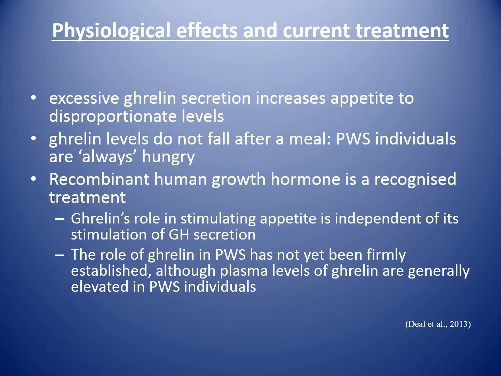So far, treatment has been restricted to recombinant human growth hormone, and this further supports evidence that while ghrelin has a role in stimulating appetite, this role is independent of its stimulation of growth hormone secretion, as growth hormone deficiency is one of the symptoms of Prader-Willi syndrome. As yet, the role of ghrelin in this syndrome has not been firmly established, although plasma levels are generally higher in individuals with Prader-Willi syndrome, so they would seem to be linked. Further research obviously needs to be done in this area to see if there's a direct link.